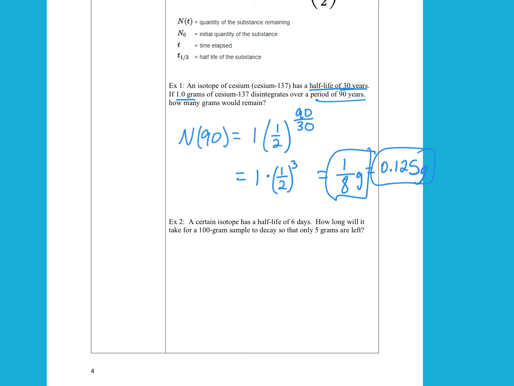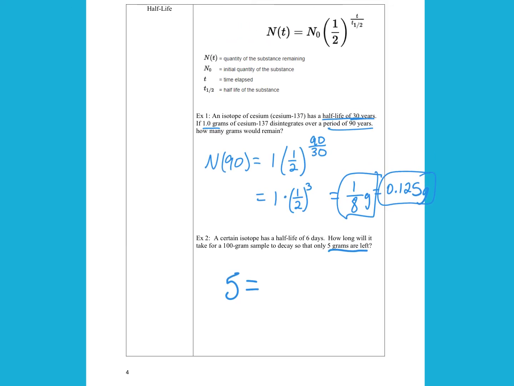N of t, quantity of substance remaining. Did they give me that? It says 5 grams are left, right? So didn't they give me that? Yes. 5 would be N of t equals my initial quantity, 100, times 1/2 to the t over t 1/2. So did they give me time or half-life time? Half-life time, which was 6. They did not give me regular time.